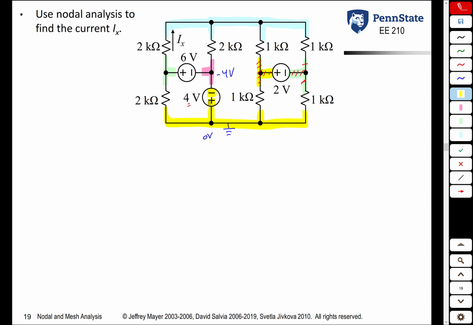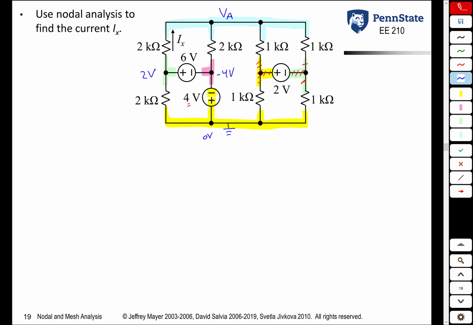The 6-volt source is not grounded, but like that example a few pages ago, it's connected to the 4-volt source, which is connected to ground. The green node is 6 volts higher than the pink node. Since the pink node is at negative 4 volts, the green node is at positive 2 volts. The blue node is not connected to any voltage sources at all, so we certainly don't know its voltage, so we're going to give it a variable VA.